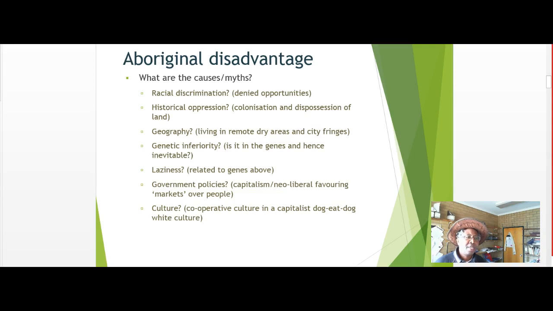Genetic inferiority. Some people will say that it is in their genes, and therefore it's inevitable. Whatever we do, their genes will always keep them down. Do you see that as a myth or a fact? Laziness. Some people see laziness as the explanation of the disadvantage. Again, I pose the question to you, do you see that as a fact or a myth? Government policies, that the disadvantages to do with the government policies are guided, of course, by capitalism and neoliberal policies that favor the markets over people. Again, the question, do you see that as a fact or a myth?